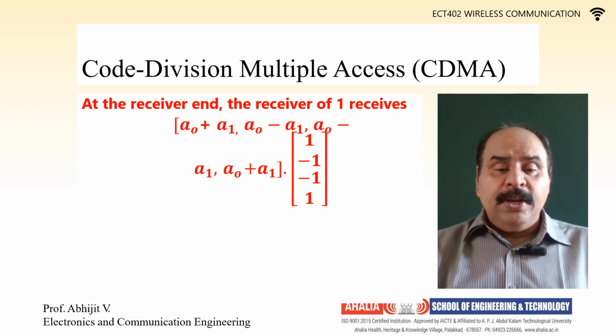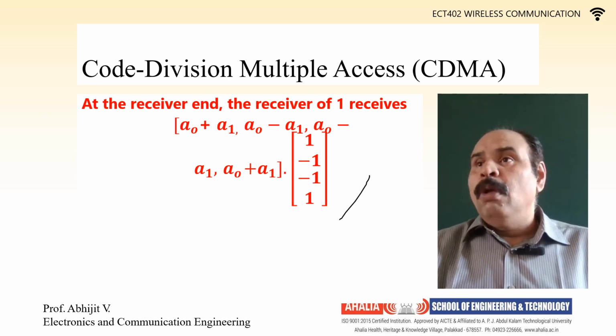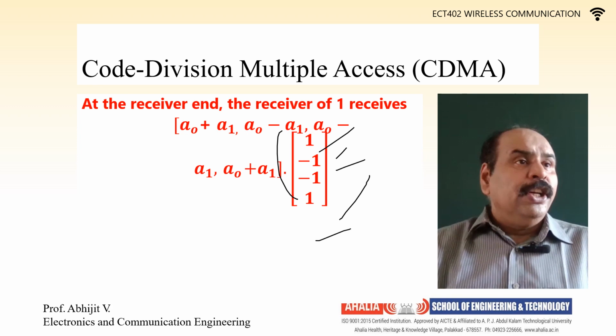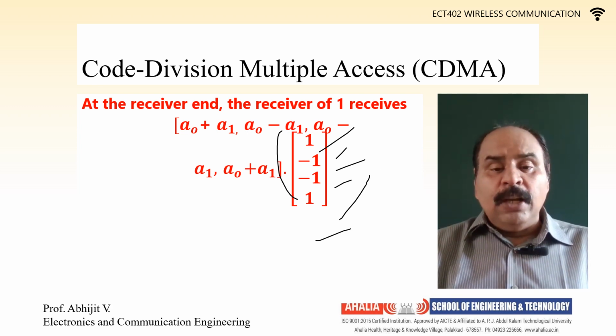Too much of red, no? I'll be using black now. The code, that is 1, minus 1, 1, is different. This is the value for C1.